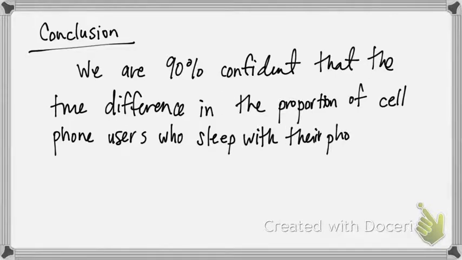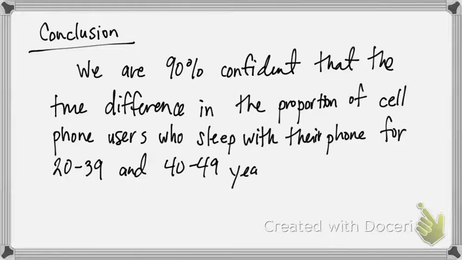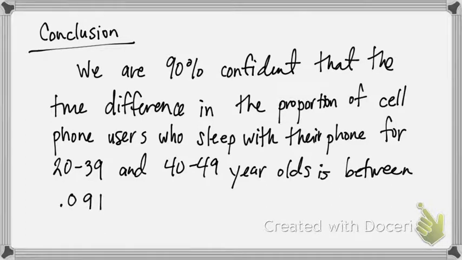What does that mean? Like, do you have it charging beside your bed? Do you put it in another room? What are the two age groups? 20 to 39 and 40 to 49 year olds is between 0.0911 and 0.2655.